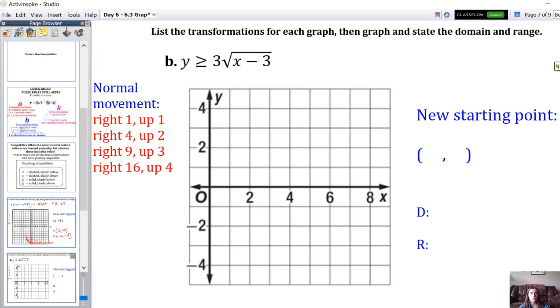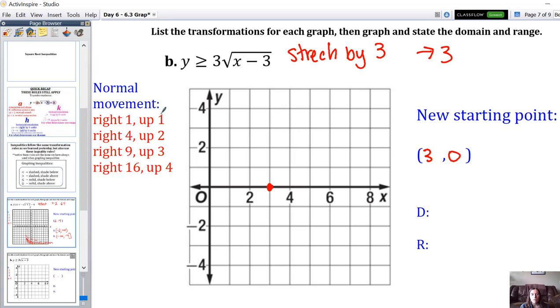Y is greater than or equal to 3 times the square root of x minus 3. We're going to have a vertical stretch by 3 units, and our new starting point is going to go to the right from the origin by 3 units. So we're at 3, it didn't go up or down any, so we're at 3, 0. Then this number out front changes all of our up values. They're going to stay up, it's not going to change to down, but all of those numbers we're going to be going up by different amounts.